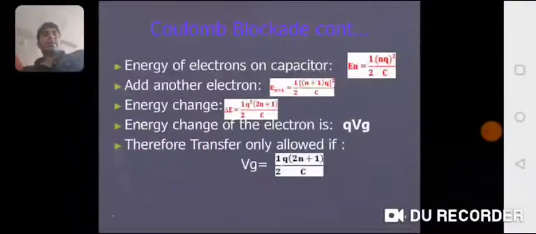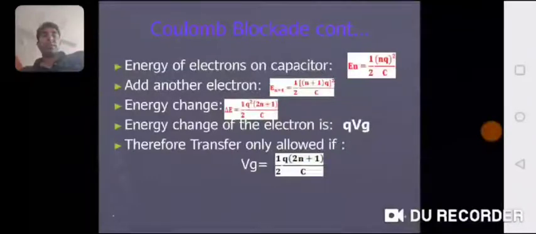These are the few equations we get when we calculate the basic equations of the DNA transistor. Number one is the energy of electrons on the capacitor. En is equal to 1 by 2 n q square by C. When we add another electron to the island, the overall energy En plus 1 is equal to 1 by 2 n plus 1 into q square by C.